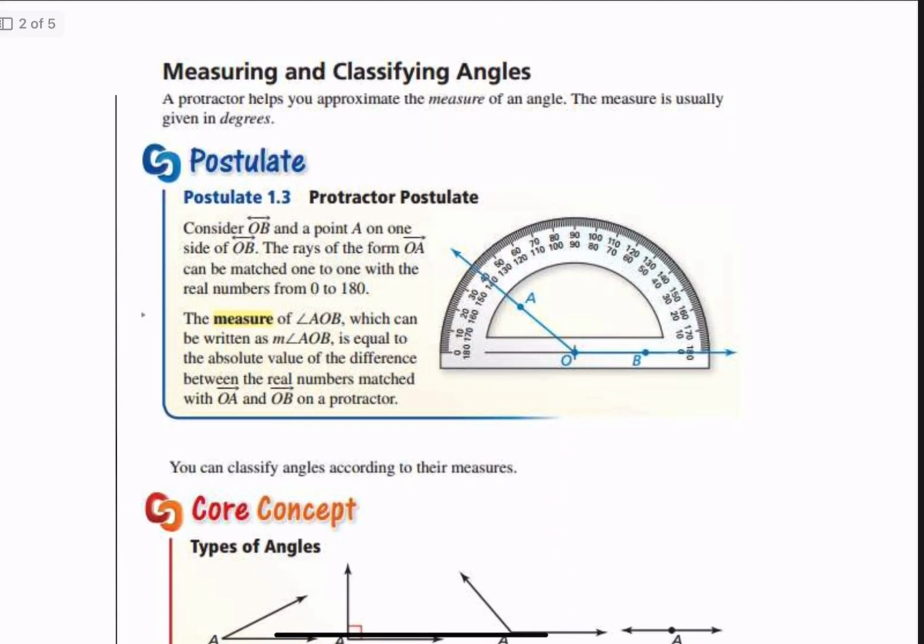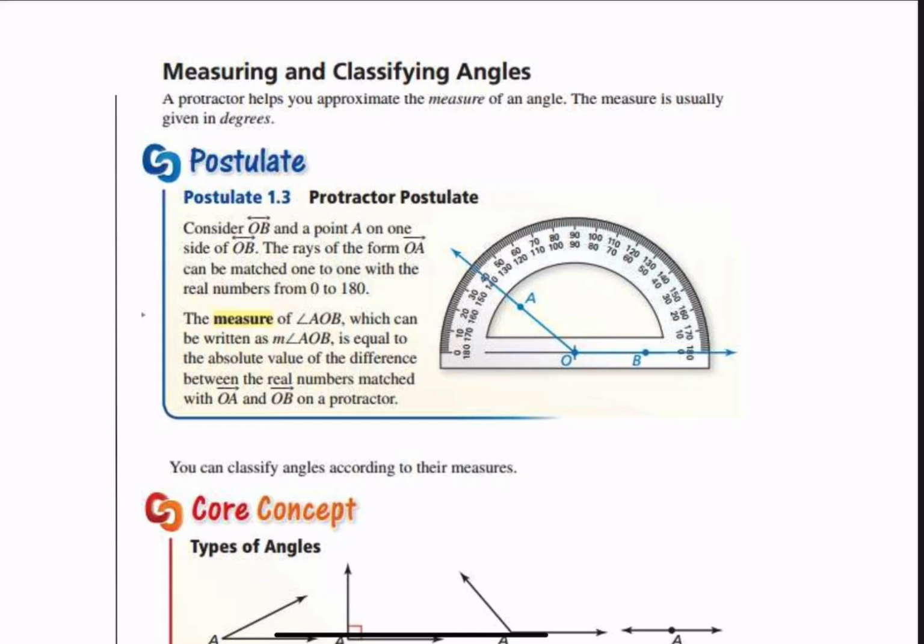So measuring and classifying angles. Normally how we measure an angle is by using a thing called a protractor. And there is a diagram of a protractor here that we're going to use. So they're going to be in our paper. But it helps you approximate the measure of an angle. And the measure of an angle for right now is usually given in degrees. Later on we'll measure it using radians. But for now, in degrees.